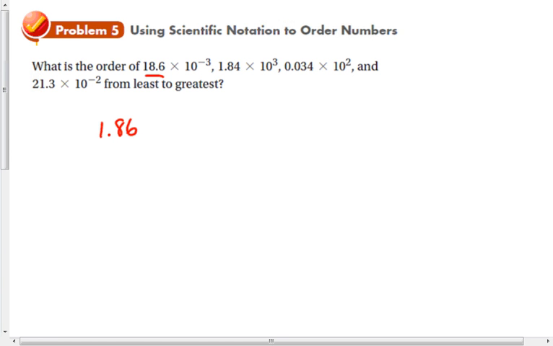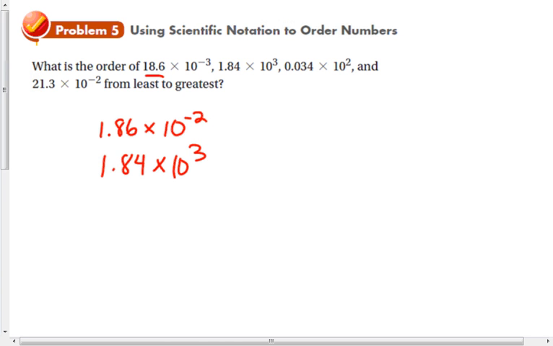Now, to make that 1.86, I'd be dividing by 10. So to get this number to be equal to the original number, I need to multiply by 10 one more time. And doing that is just adding 1 to the exponent. Negative 3 plus 1 is negative 2. The second number is already written in scientific notation, so I'm just going to write that one down.